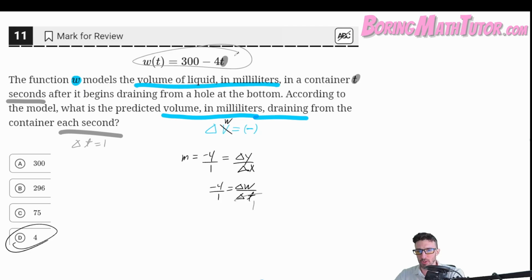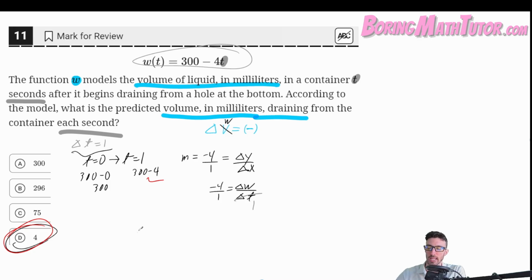Another way to get the problem done would be by thinking about, well, what happens when the change in t is 1? Maybe when t goes from 0 to t equals 1. And if t was equal to 0, then you'd have 300 minus 0, which is just 300. If t is equal to 1, then you'd have 300 minus 4. And just from that, you can kind of tell, oh, wait, it's going down by 4. So either way you do it, you get the answer of 4.